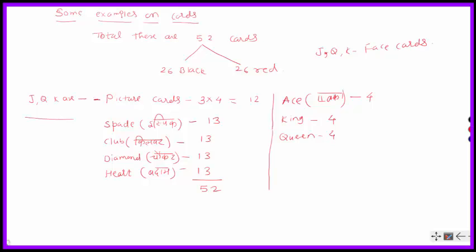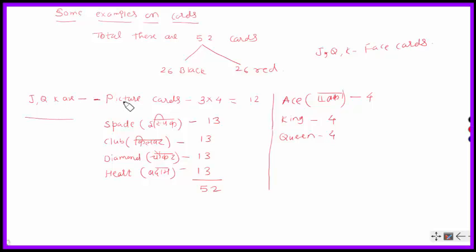Hello students, in this lecture we will see some more examples on probability, especially the examples based on playing cards. Here first we will see the information about the cards. There are total 52 cards. Out of 52 there are 26 black cards and 26 red cards.